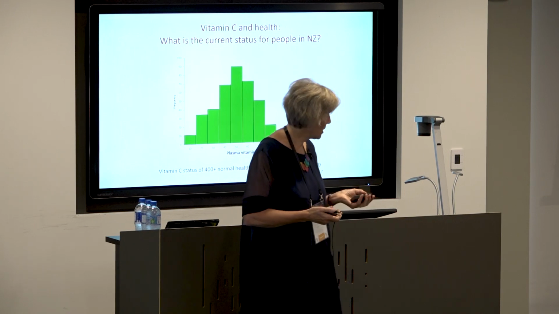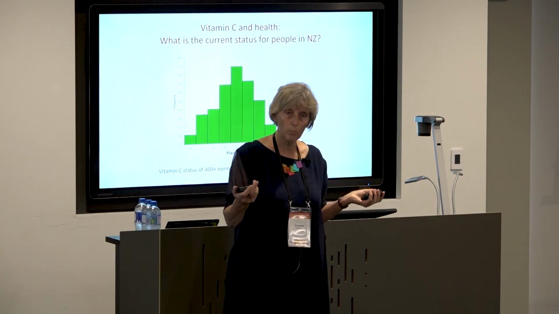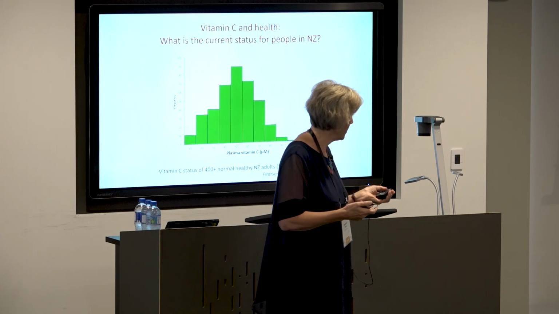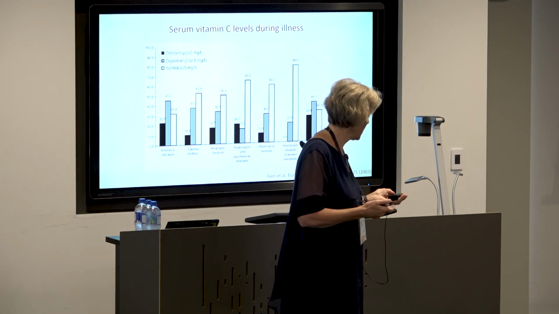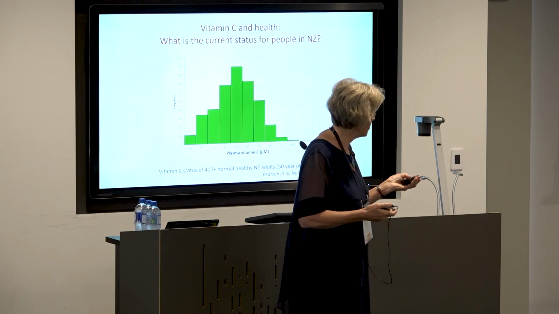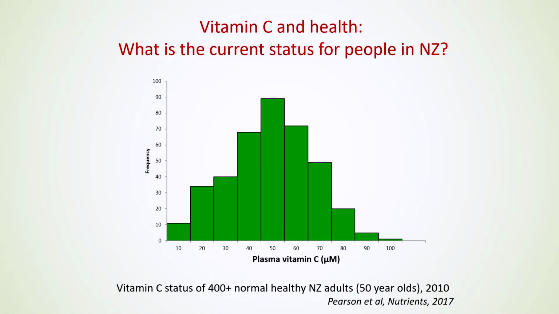So this is what we see in the general population. Some European populations trend a little bit further towards saturation levels. But this is a New Zealand 50-year-old average population in 2010, just taken from the electoral roll.